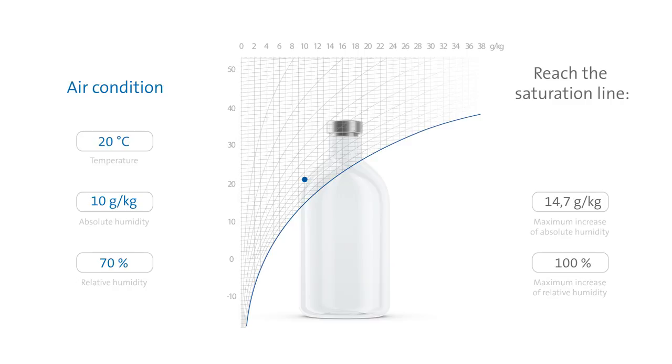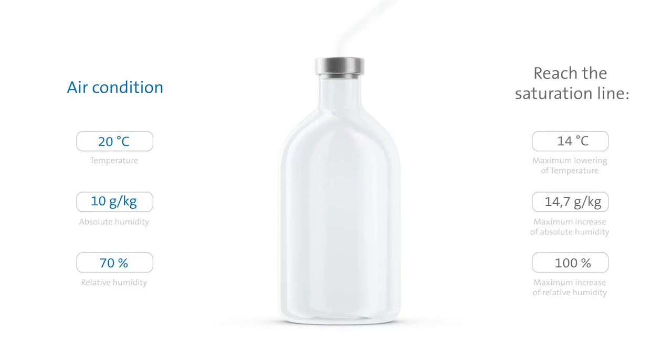And we know that the air in this state will also reach the dew point line if it cools down by at least 6 degrees Celsius. If we now add steam to the flask and increase humidity, mist would then form, followed by condensation as soon as we reach 14.7 grams of water per kilogram of air. Or, alternatively, if we decrease the temperature by 6 degrees Celsius, the air would also reach the saturation line. First mist and then condensate would form.